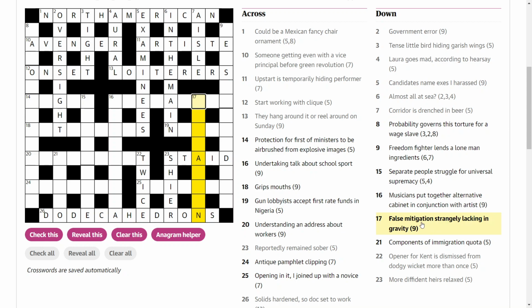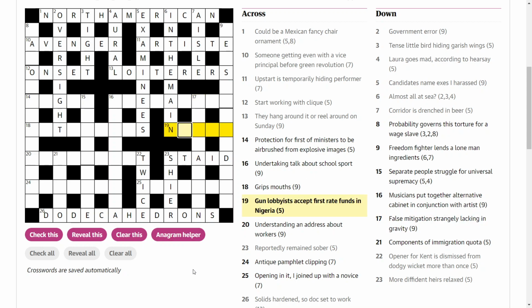Looks like an anagram of mitigation then, so it's strangely, and then lacking in G for gravity. G, gravity? Not sure about that. G is the acceleration due to gravity, or the gravitational constant. So we're probably looking for a word that means false. False. I don't know, need some letters.